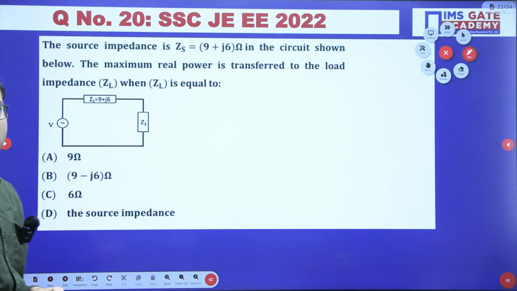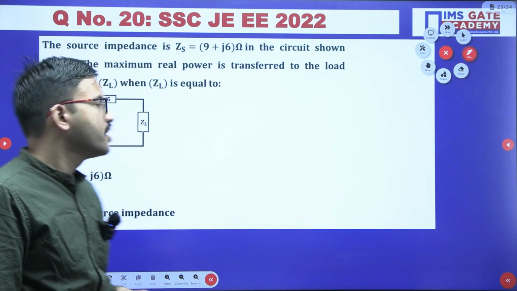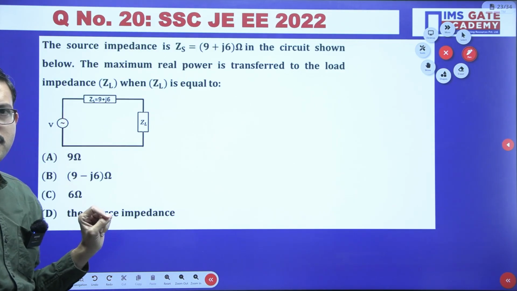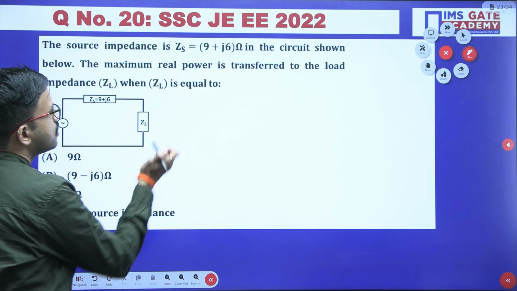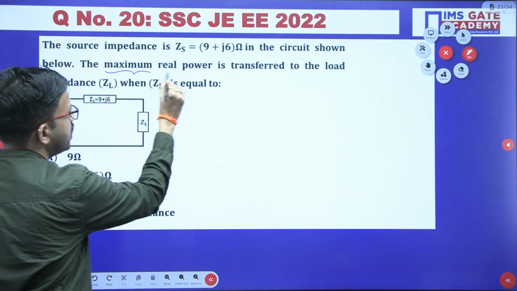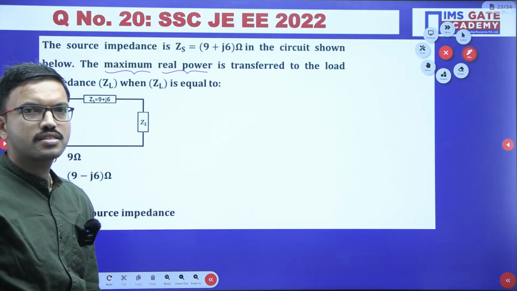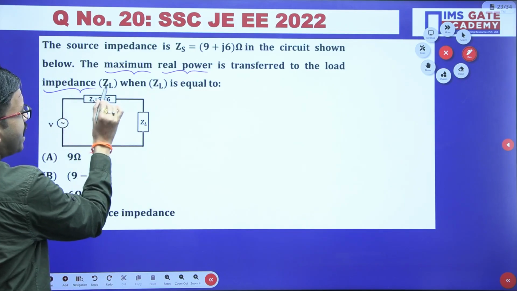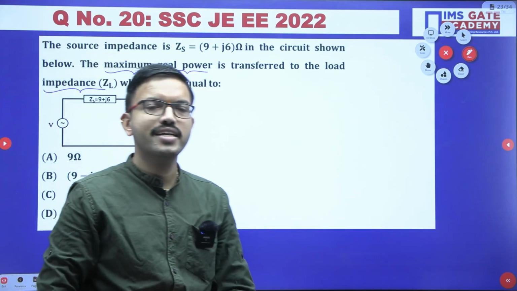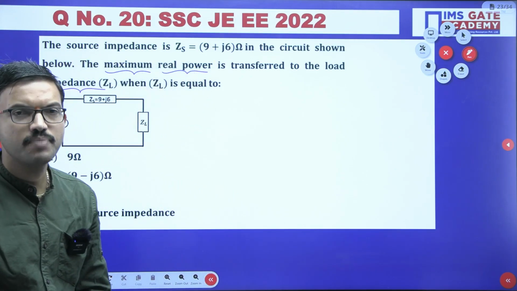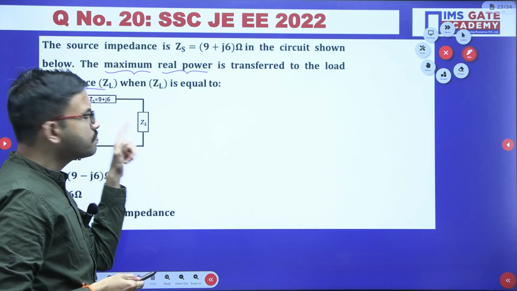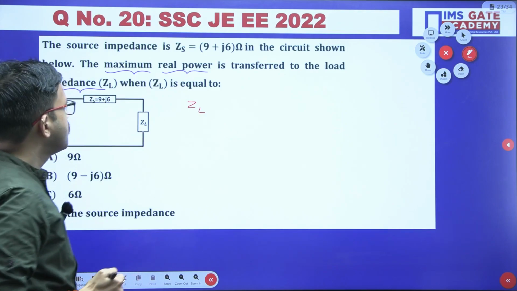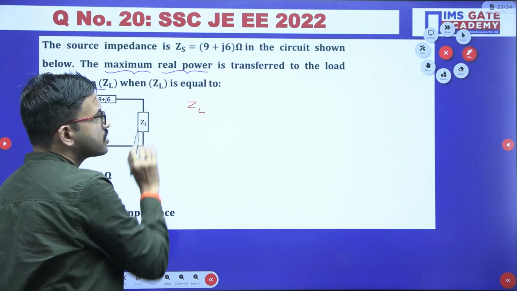Next question. This is a question based on the maximum power transfer theorem. So here you have an AC source, and then the source impedance is there, and then the load impedance is there. In this question, in order to get the maximum real power, that means across the load resistance, what will the load impedance value be? I hope all of you know the standard formula and relation regarding the maximum power transfer theorem with respect to AC. In order to get the maximum power across the load impedance, right?